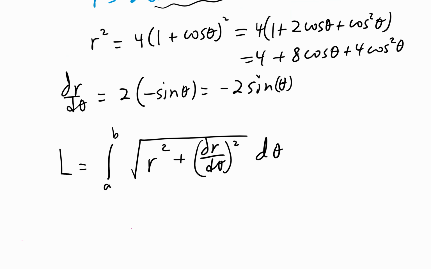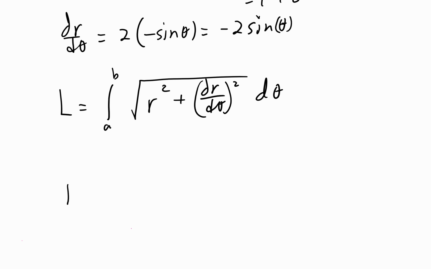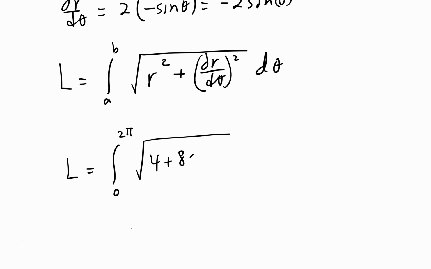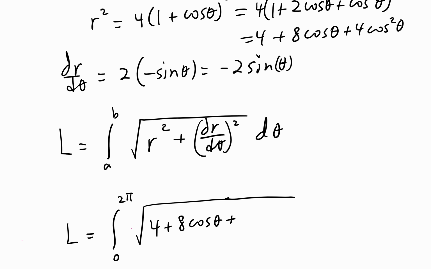So the thing is, we've got r squared, and we've got dr d theta. How about the bounds? Where are the bounds going? Maybe you can graph this, or you can use Desmos to graph the given r, and you will notice it goes from 0 to 2 pi. This one we found was 4 plus 8 cosine theta plus 4 cosine squared theta.